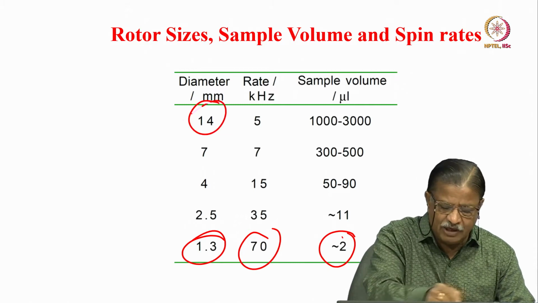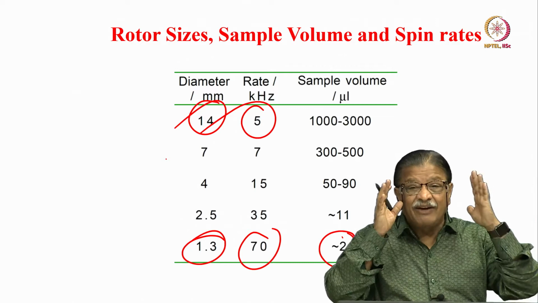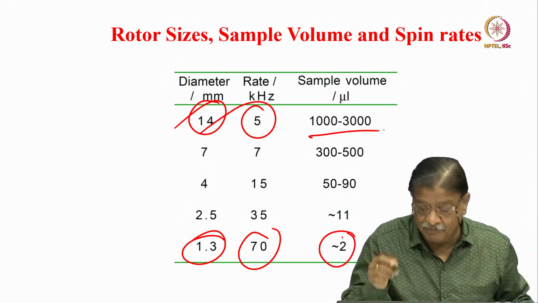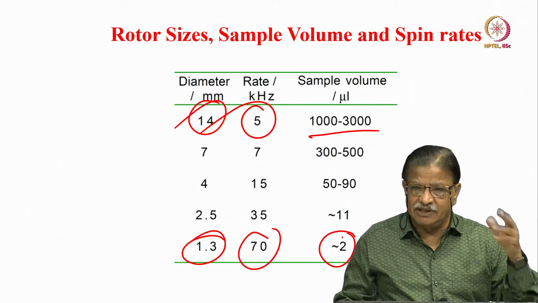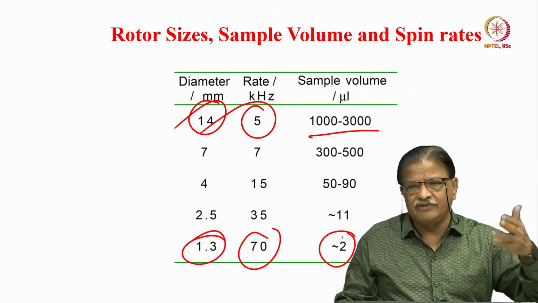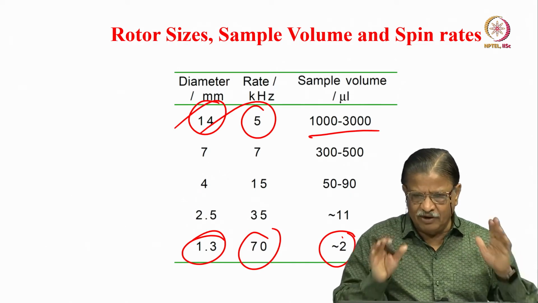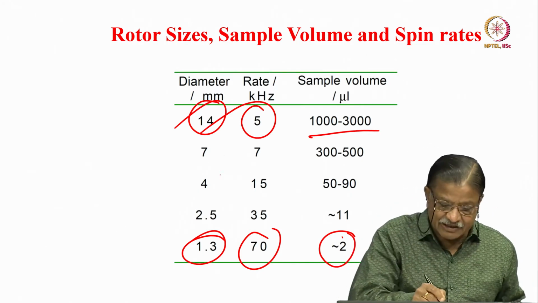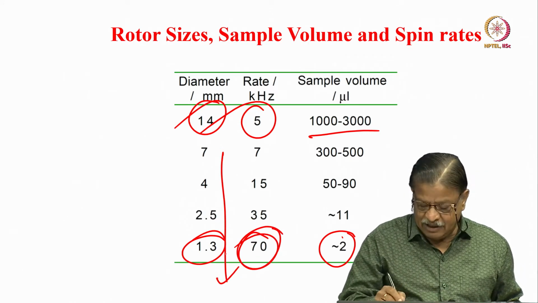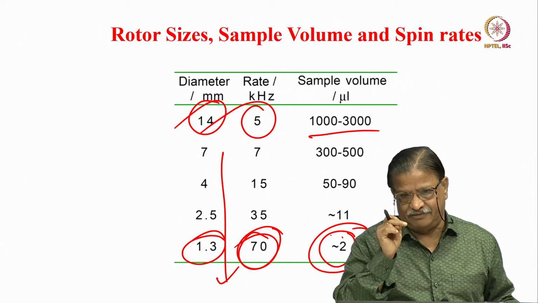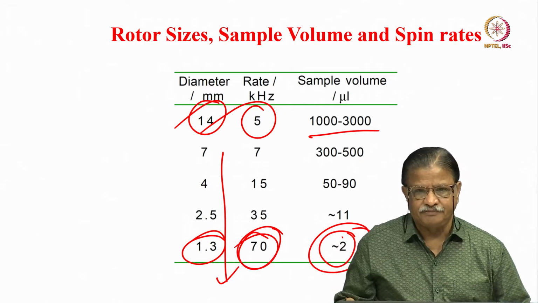On the other hand, go to, let us say, a 40 millimeter diameter rotor, you can give spin at a maximum of 5 kilohertz, but you can take a sample of 1 to 3 ml. You have very good signal to noise ratio because you can enhance sensitivity a lot because of the sample quantity. So, there is a compromise on all those things. I want you to understand, as the size of the rotor increases, the spinning speed decreases, but the sample quantity increases. So, there is a compromise you have to work out depending upon what you require.